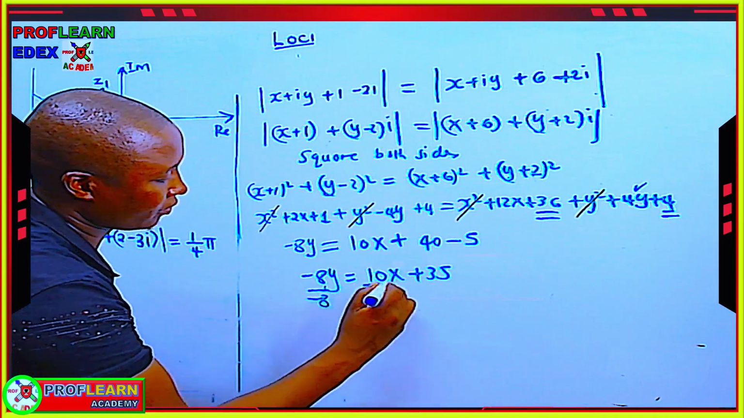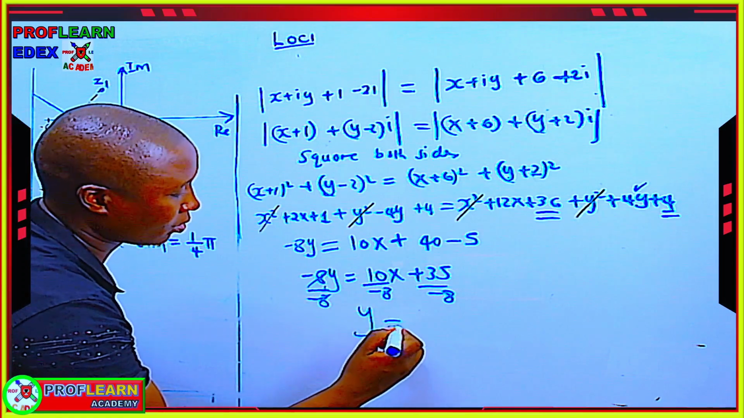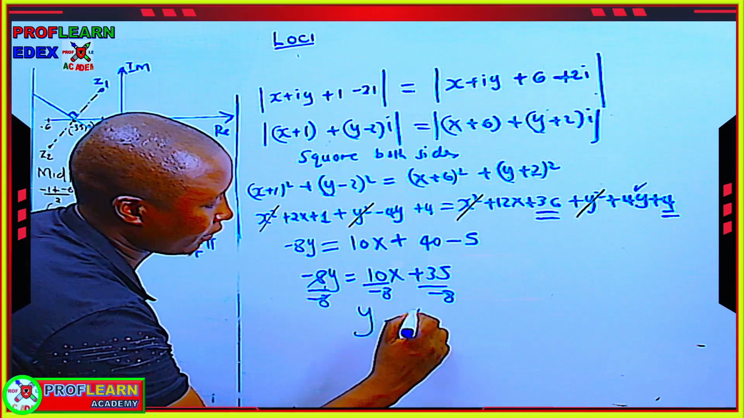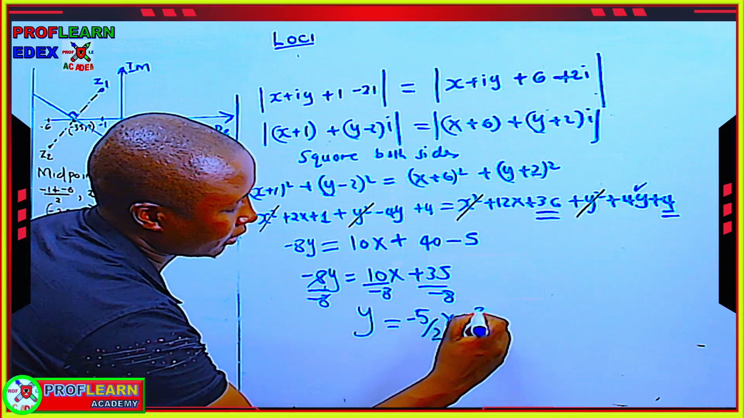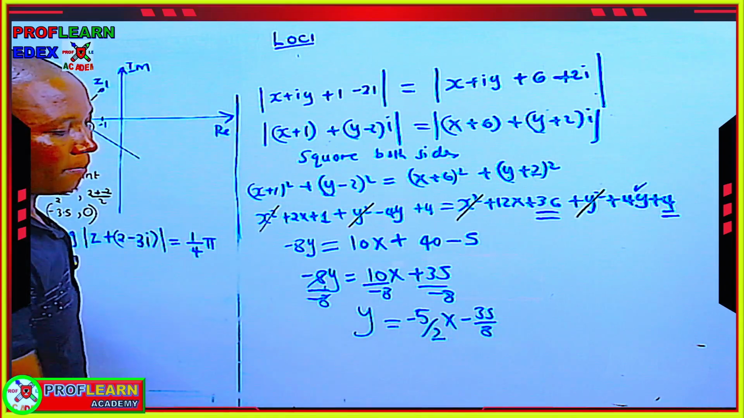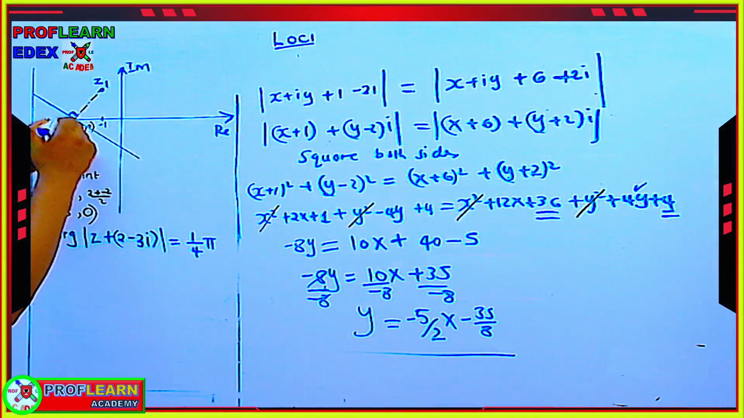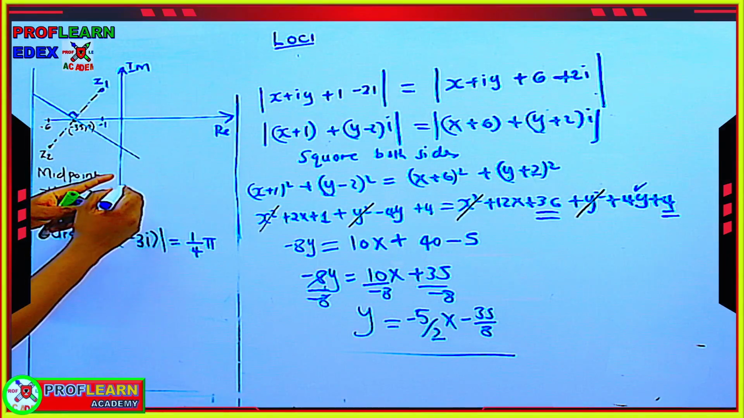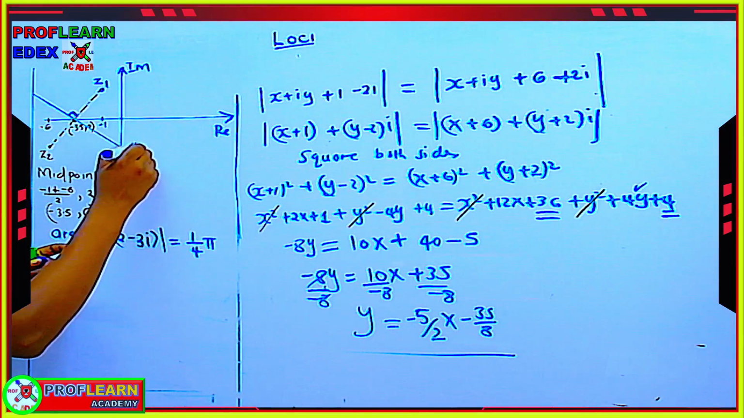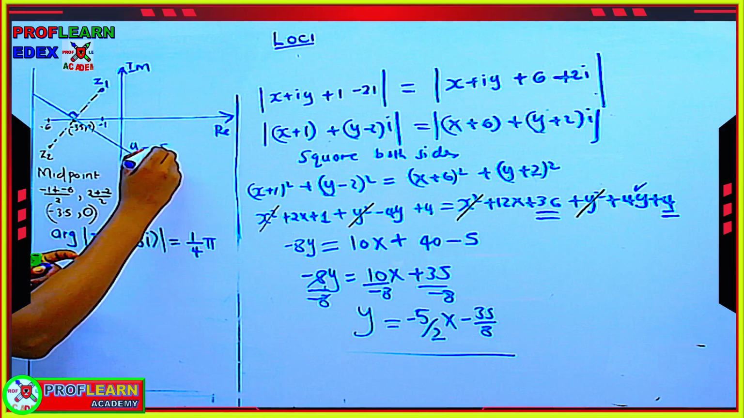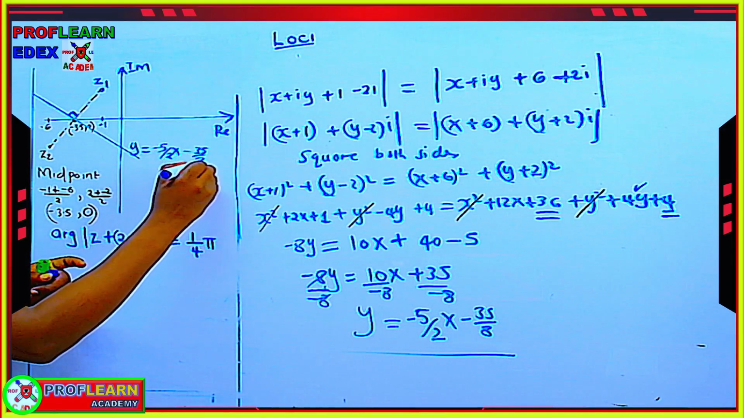Divide by negative 8 throughout. Y is equal to negative 5 over 4X minus 35 over 8. Now, with that particular equation, the equation of the locus represented by that question is Y is equal to negative 5 over 4X minus 35 over 8.